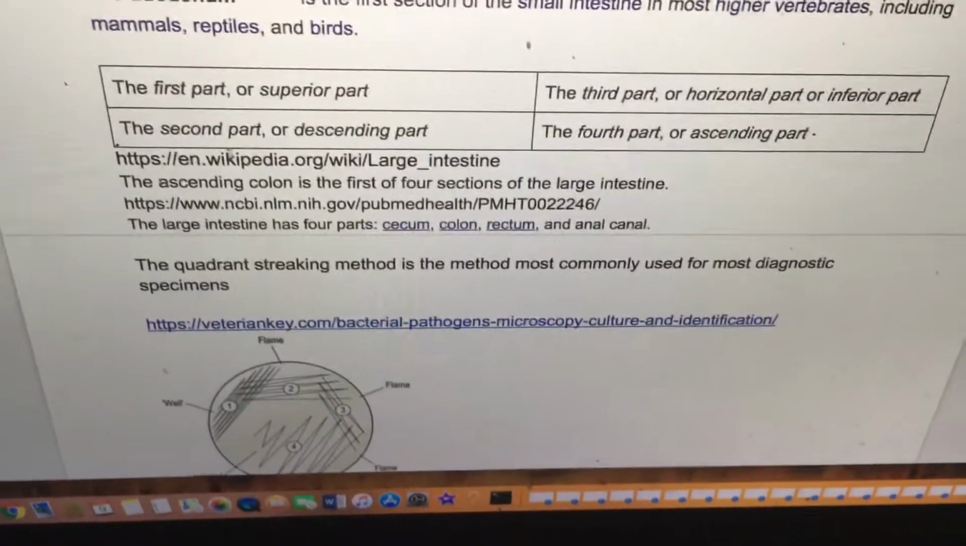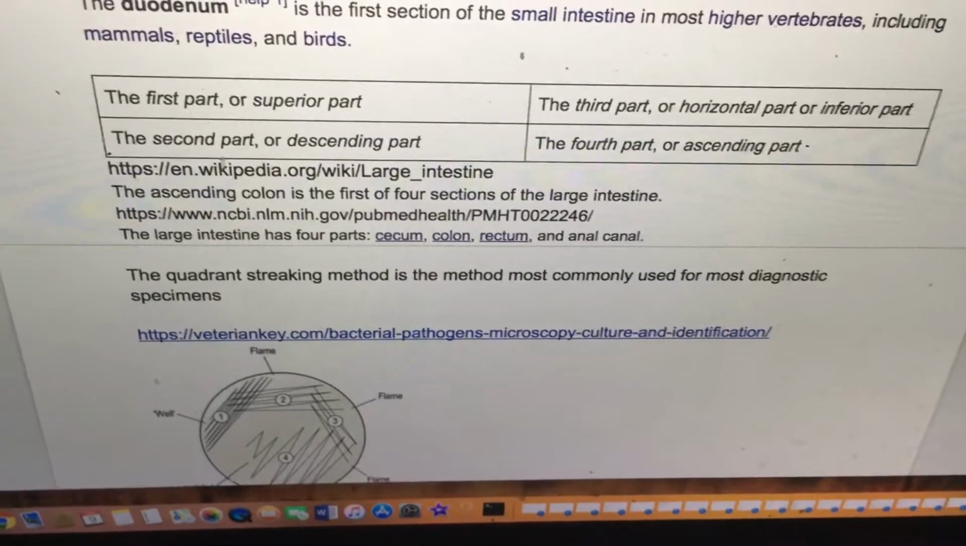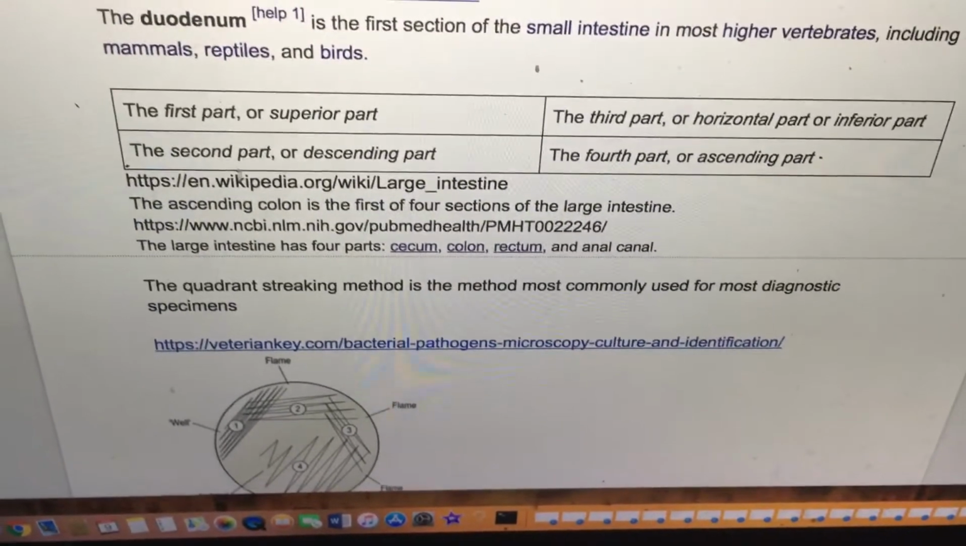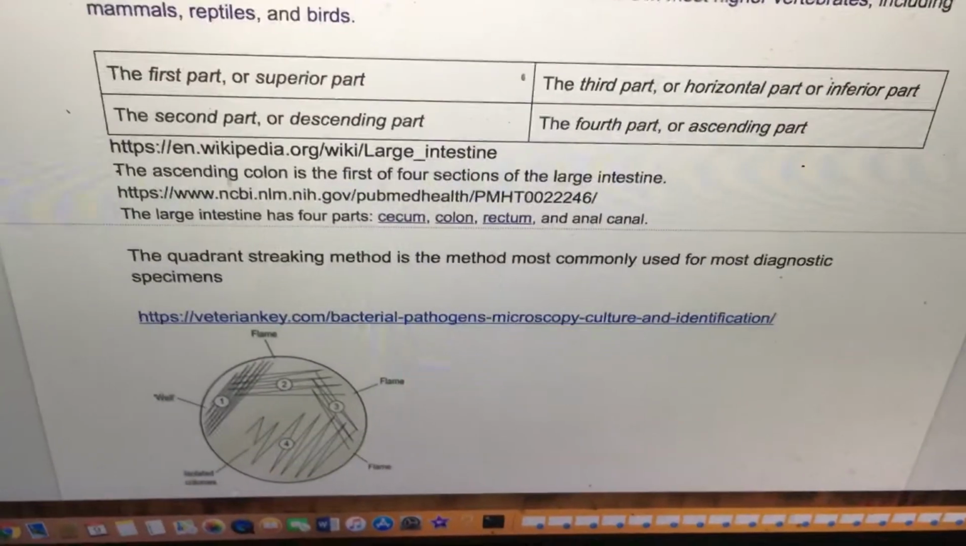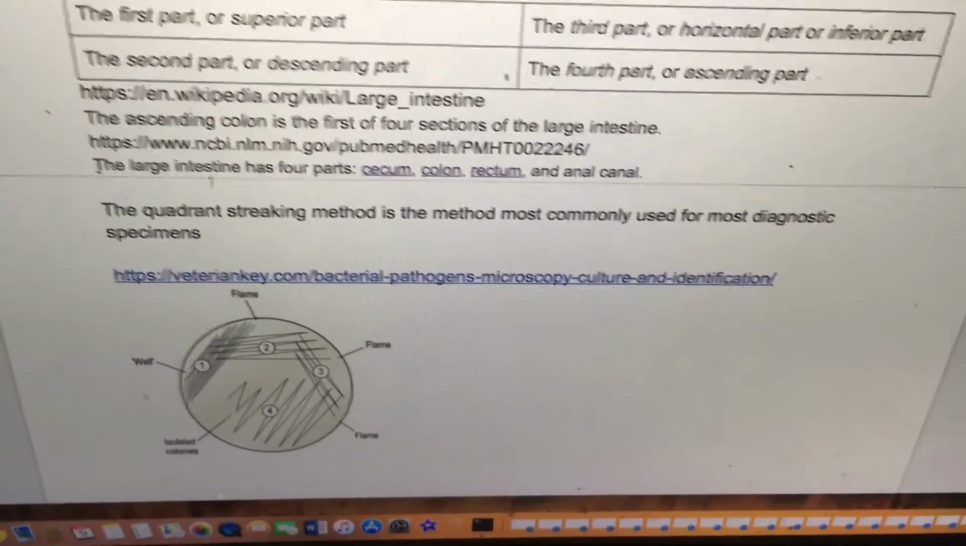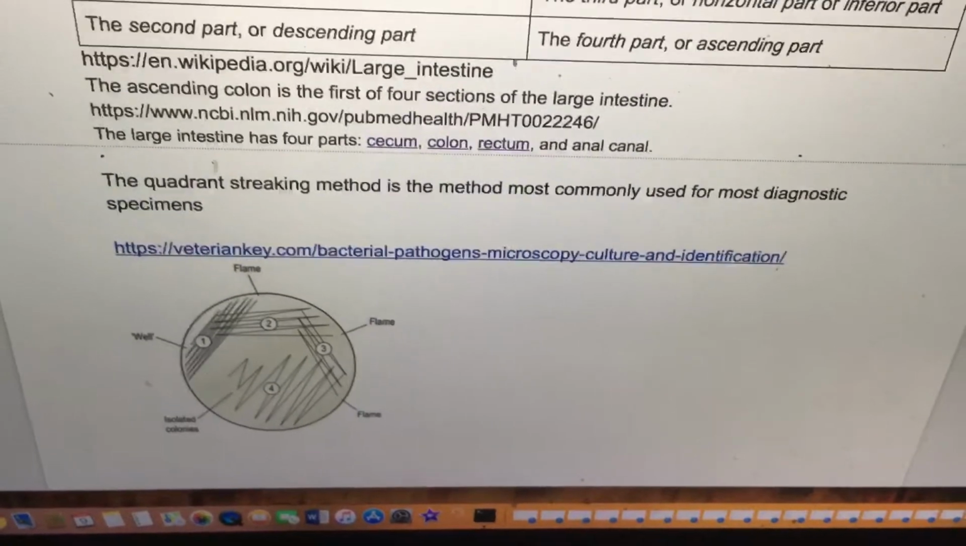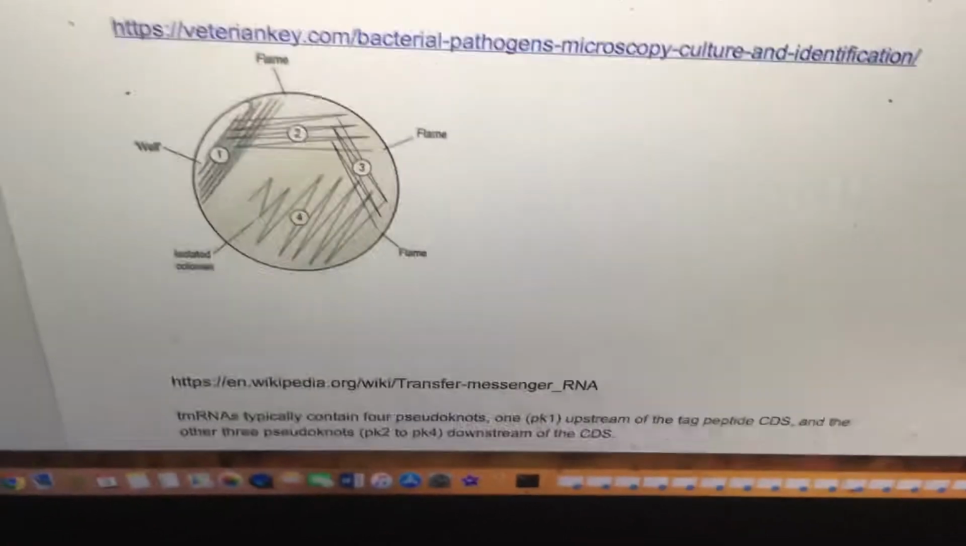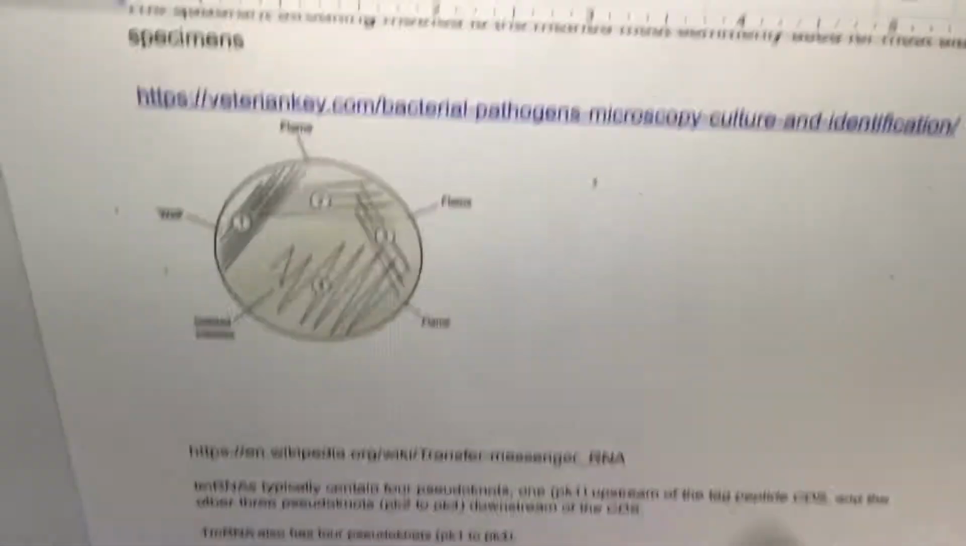The ascending colon is the first of 4 sections of the large intestine. The large intestine has 4 parts: cecum, colon, rectum, and anal canal. The quadrant streaking method is the method most commonly used for most diagnostic specimens. Quadrants have 4 parts. You can see the 4 parts.